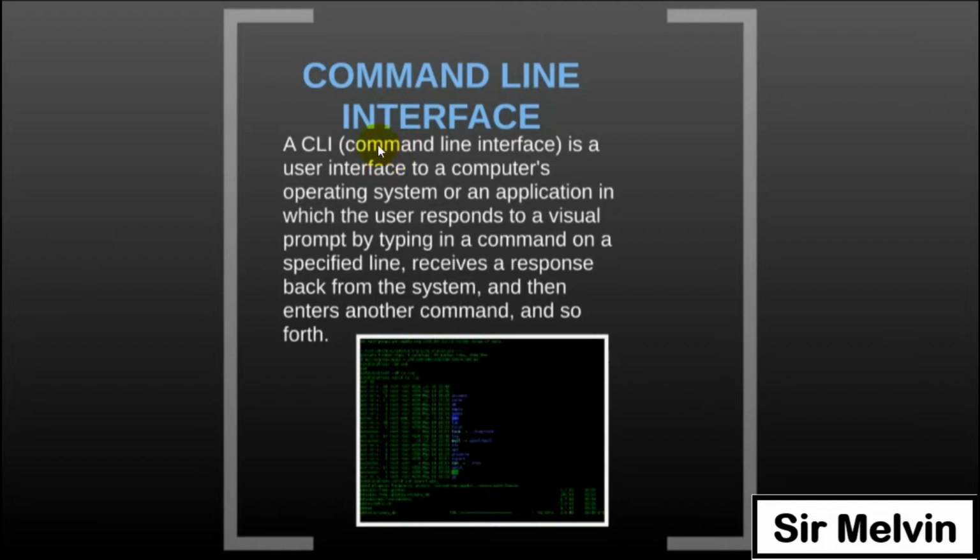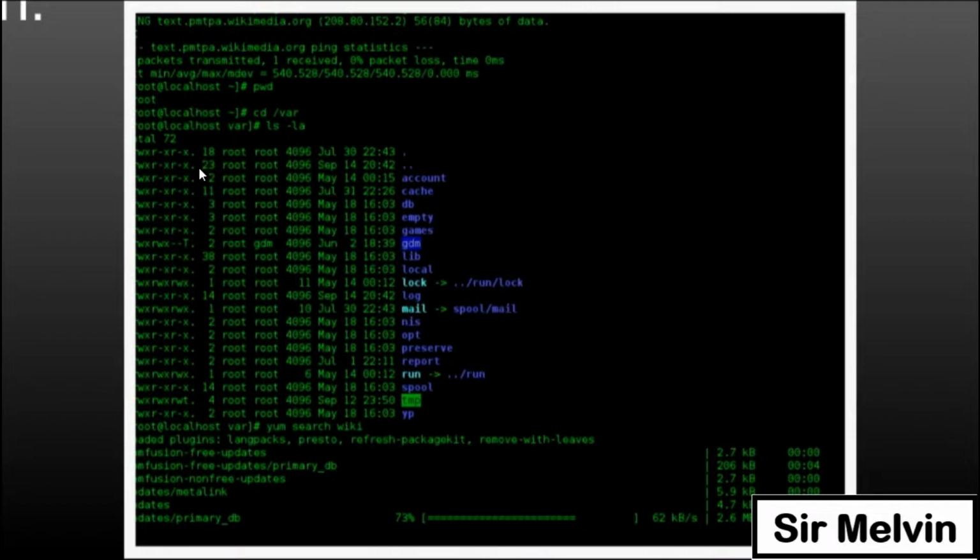This is the CLI, or the command line interface. The CLI is a user interface to a computer's operating system or an application in which the user responds to a visual prompt by typing in a command on a specified line. The user then receives a response back from the system and enters another command, and so forth. These are examples of the CLI, where all the responses are executed in this way.